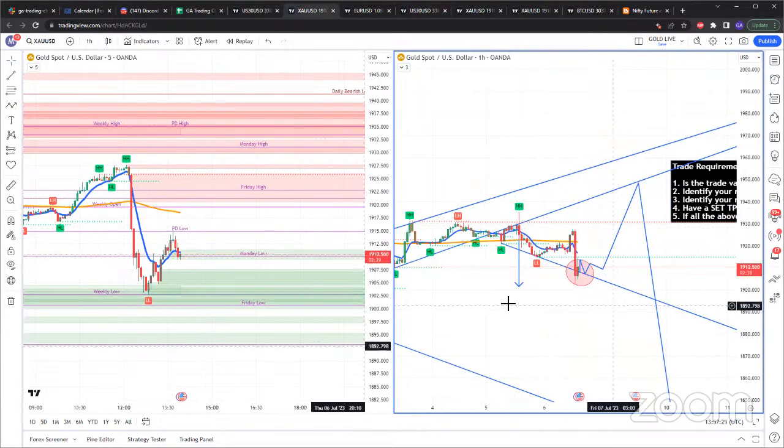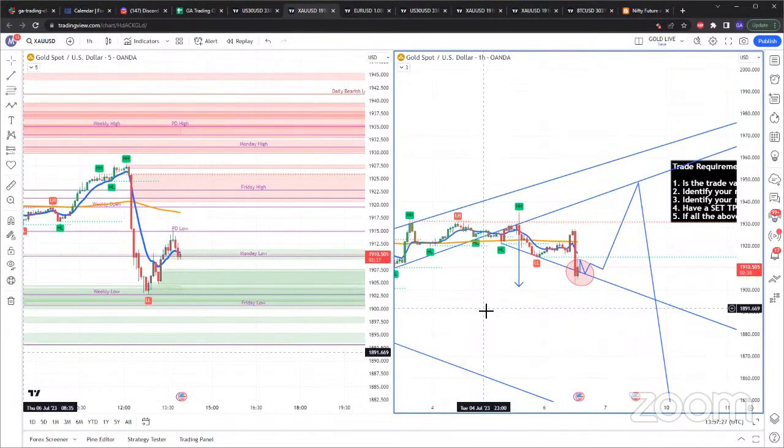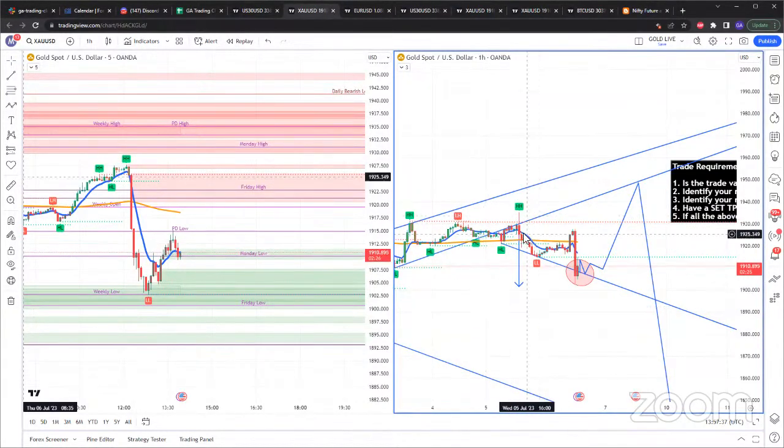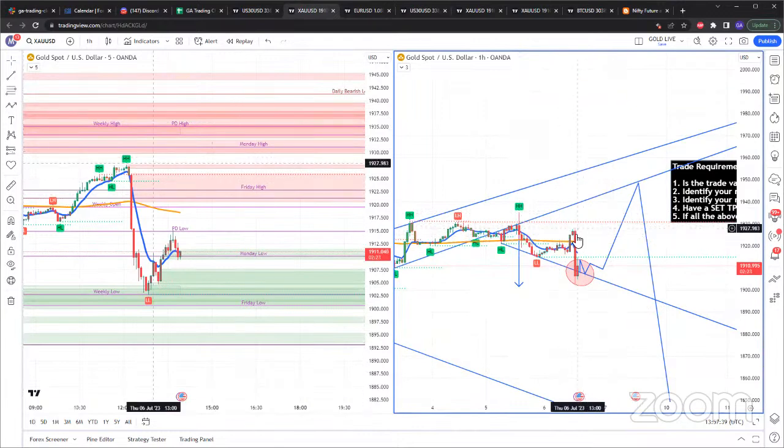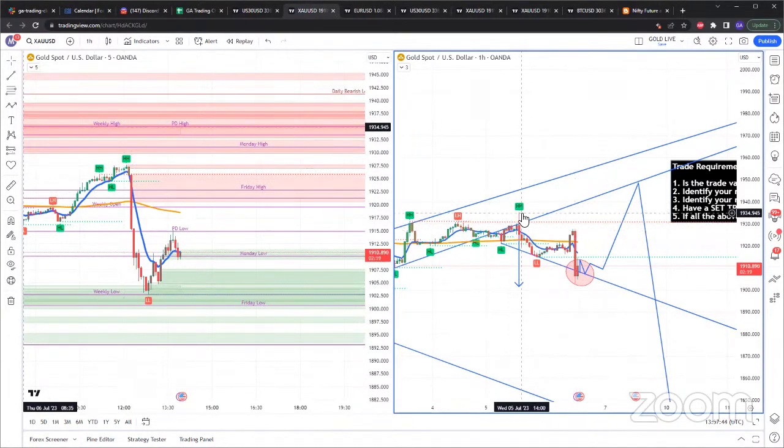Right now, gold is in a downtrend. In short, a downtrend is forming lower highs. A downtrend would start with a higher high. Right here, I can see there's a higher high, but we don't have a lower high yet. But I anticipate this to be a lower high. So this is why I don't have a trend line here.